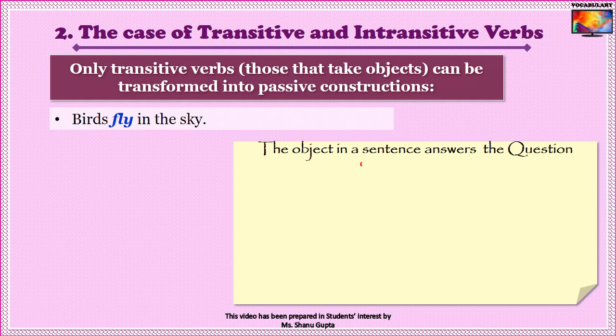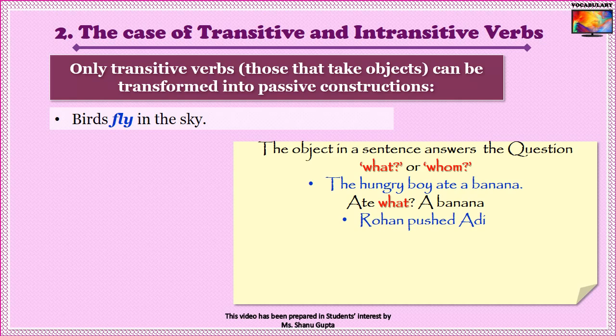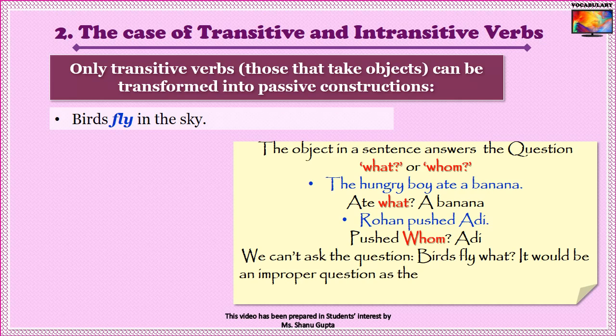Remember, an object in a sentence is an answer to the question what or whom. Just like the subject, an object has to be a noun or a pronoun. So if we have the sentence, the hungry boy ate a banana, we can ask the question, ate what? A banana. Or the sentence, Rohan pushed Adi. We can ask the question, pushed whom? Adi. But here, we can't ask the question, birds fly what? It would be an improper question as the verb fly is intransitive.